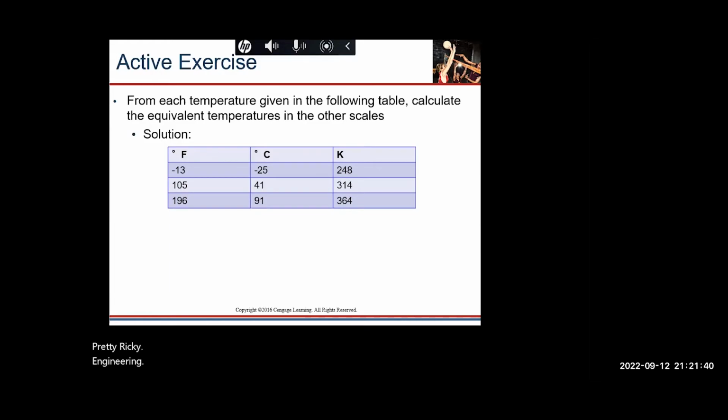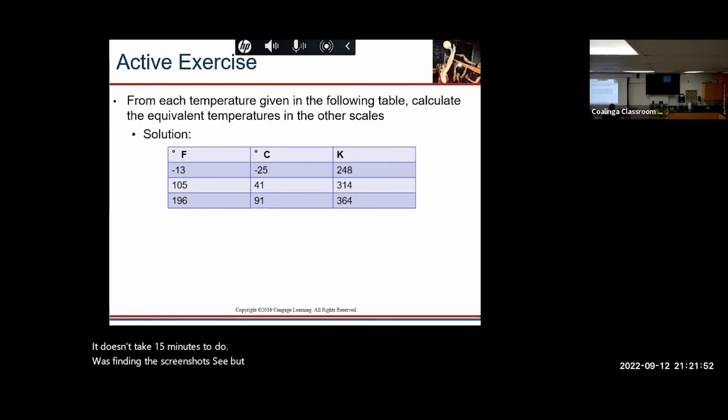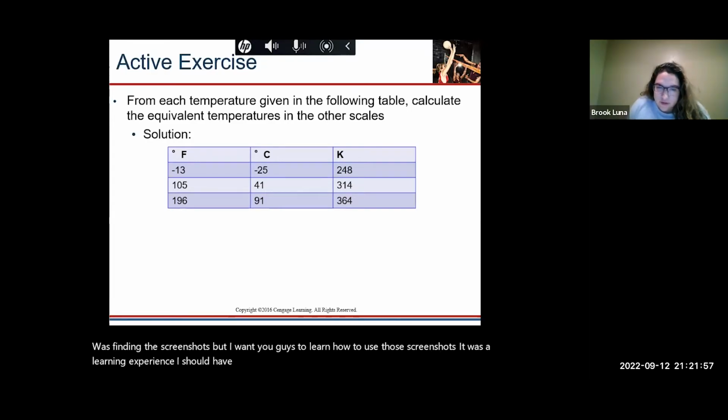I gotta say, this doesn't really take 15 minutes to do. It takes 2 to 3 minutes. I'm not gonna lie. The longest part was finding the screenshots. See, but I want you guys to learn how to use those screenshots. It was a learning experience. I should have saved it. And then I had to pull out my notepad.